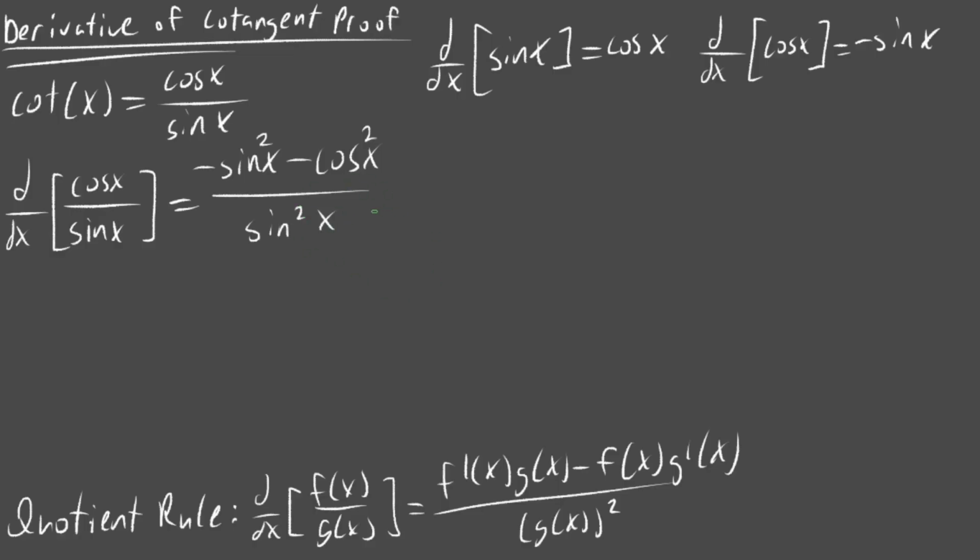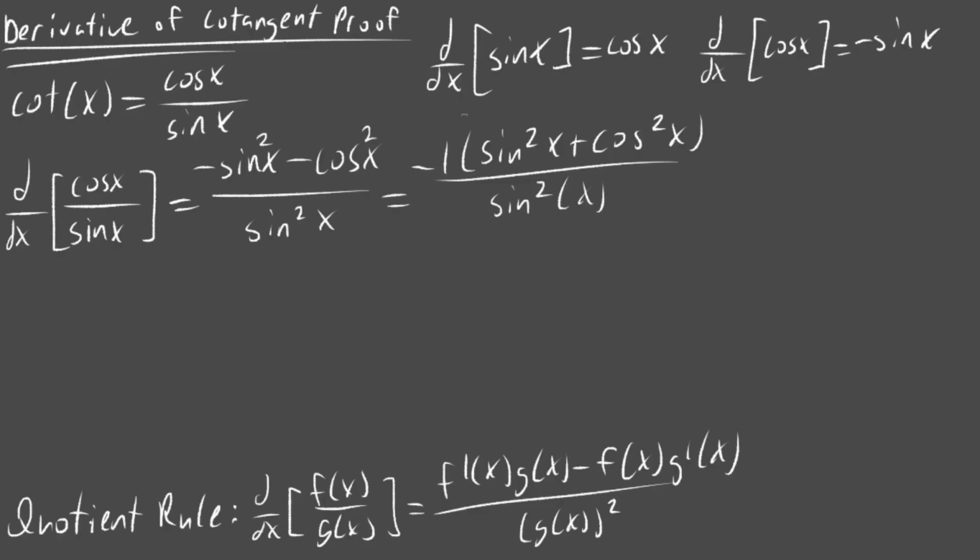Okay, so if you have gone over the proof to derivative of tangent, this might give you a little bit of déjà vu. It's very similar yet a little bit different. So what I'm going to do, just to make this a little bit easier for us to recognize, is factor out a negative 1 out of this top over here. So it leaves us with sine squared of x plus cosine squared of x over sine squared of x.